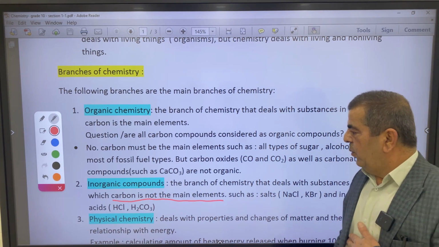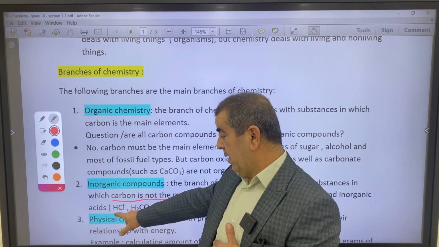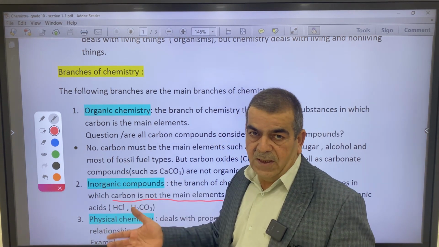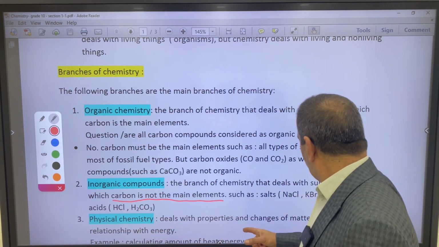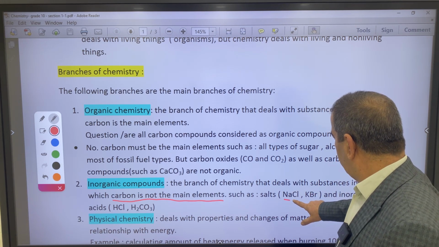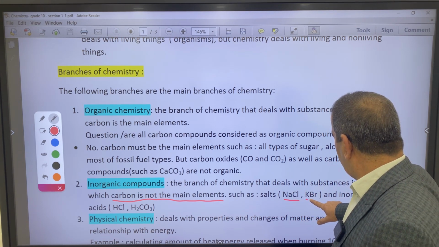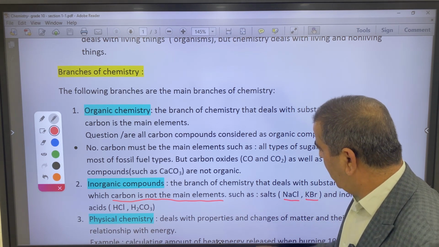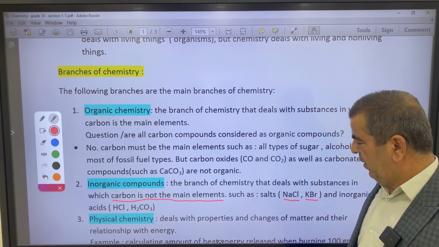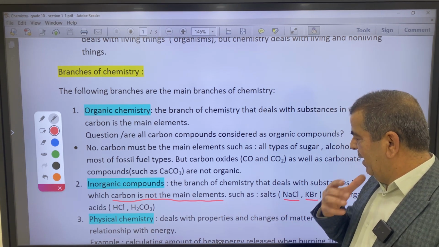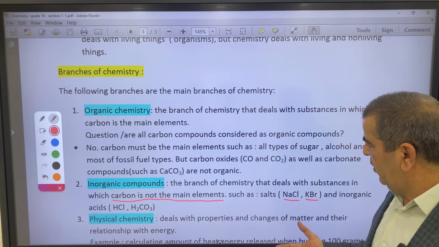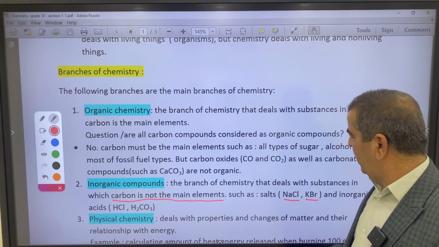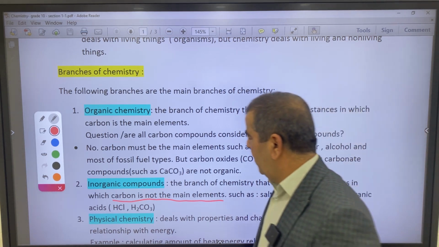Such as what? We have inorganic acids, of course, because some acids are organic. Also, you have salts. Acids and salts are all inorganic, because carbon in them is not the main element.